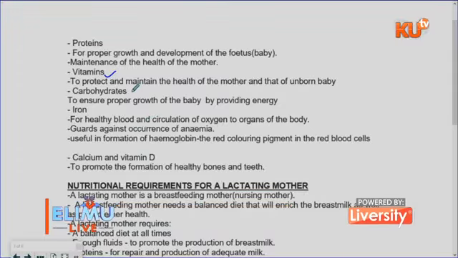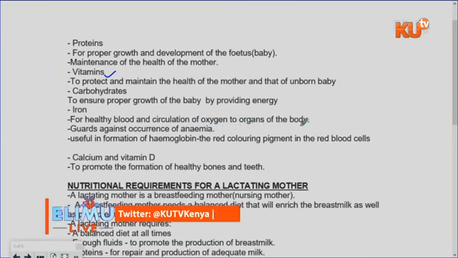Carbohydrates, on the other hand, when the expectant mother takes carbohydrates, it ensures the proper growth of the baby by providing energy. Iron, which is used in making of blood, we know, is for healthy blood and circulation of oxygen to organs of the body.